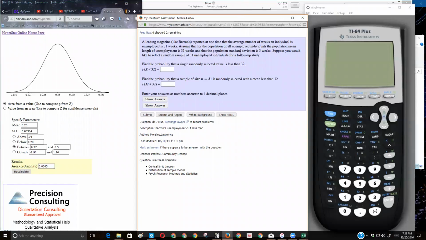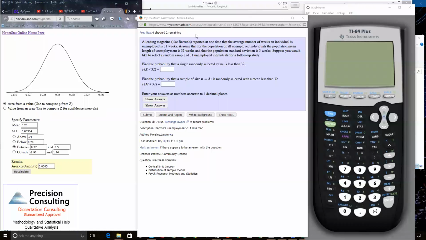Okay, so for this problem, what I'm seeing is they're telling me the average number of weeks an individual is unemployed is 31 weeks. Assume the population for all unemployed individuals and the mean length is 31 weeks, and the population standard deviation is 3 weeks. So it told me a mean, a standard deviation, and a sample size. So I've got a sampling distribution situation going on here.